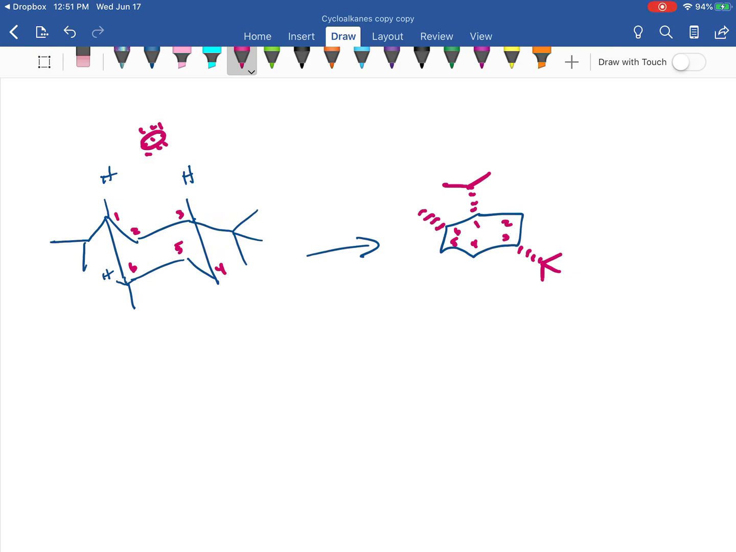Drawing chairs is going to pop up in several places this summer. It's definitely an essential skill, and you want to be able to go back and forth between both of these drawings because they tell us 2 different pieces of information.